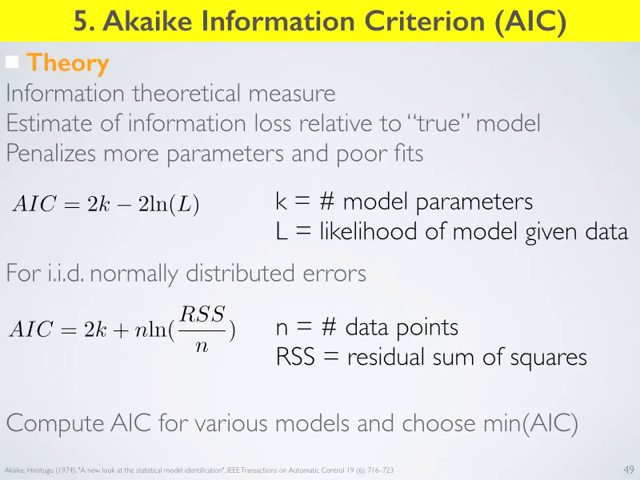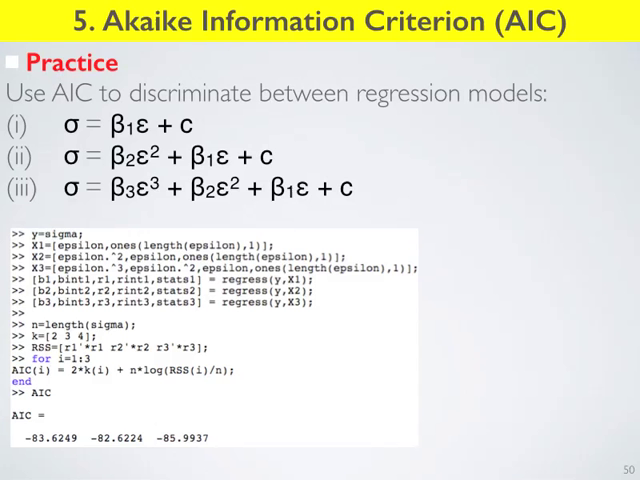Does that sort of make sense? It's a very intuitive idea. I don't know why we don't use this more, but it's really cool because it tells you which model you should pick. So let's do a simple example. You're going to do this basically in your homework. Let's use the AIC to discriminate between 3 different regression models.